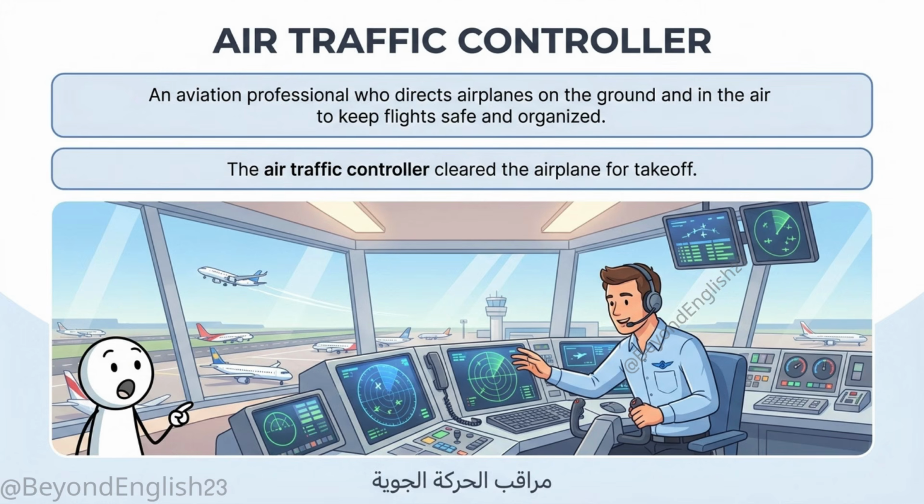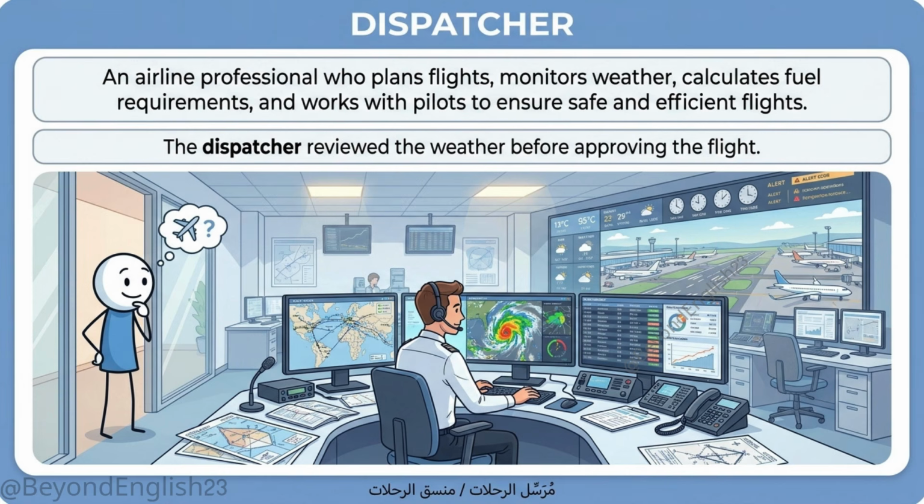14. Air traffic controller. An air traffic controller is a person who manages aircraft movement from a control tower or control center. They give pilots instructions for takeoff, landing, and safe movement in the air and on the ground. Example: the air traffic controller gave the pilot permission to land.